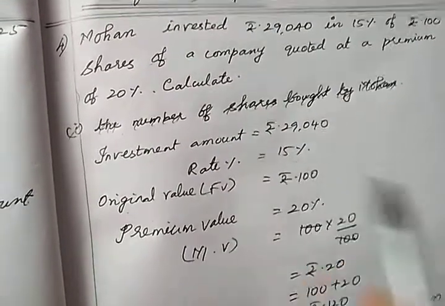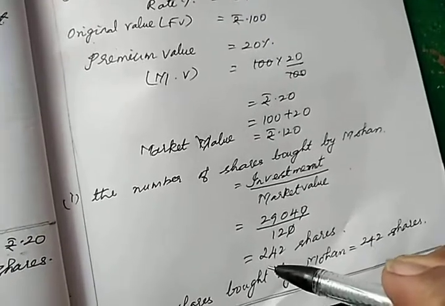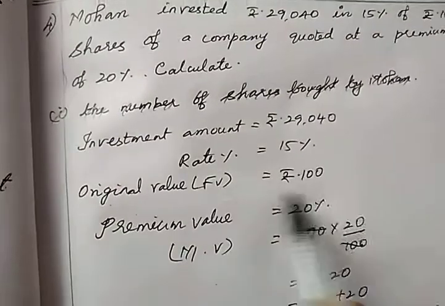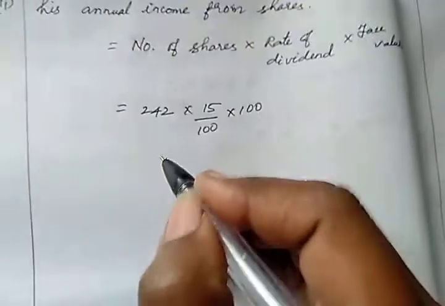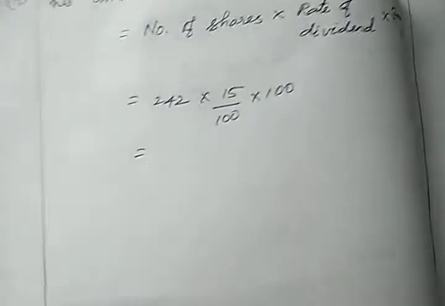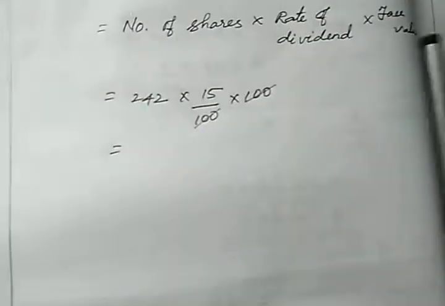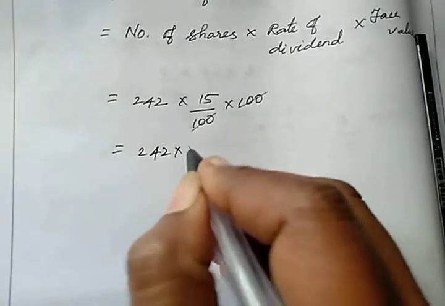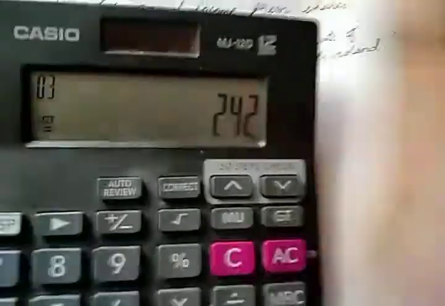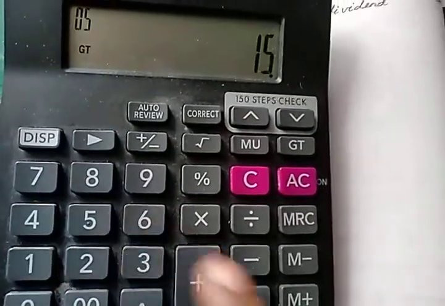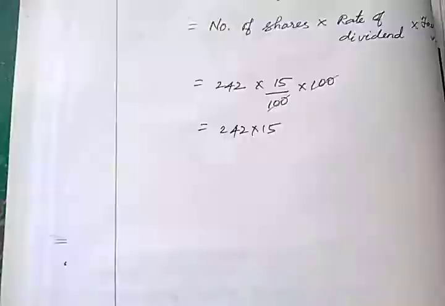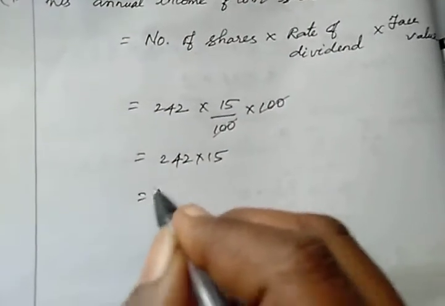Rate of dividend is given in the sum, it's 15%, so we have written 15 divided by 100. And the number of shares he has bought, we have found out, is 242 shares. Face value, the original value of each share, is 100. So substitute and find the answer. 100 and 100 will get cancelled. The remaining 242 into 15. Answer is 3,630.